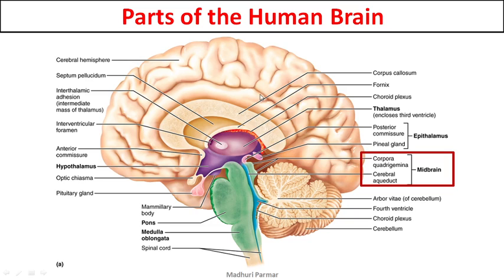Right, so these are the parts of your human brain. We started with the forebrain. Now we shall move to the midbrain. Midbrain here is shown in this green color. Not the whole thing, but this part here. Let me just show it to you once. So this part here is your midbrain. It is a very small part and mostly covered by your cerebral hemisphere. So you cannot see or look at the midbrain unless you cut the brain like this.